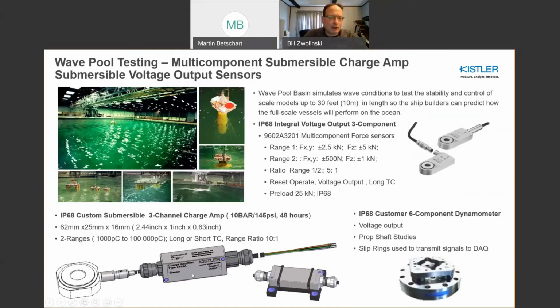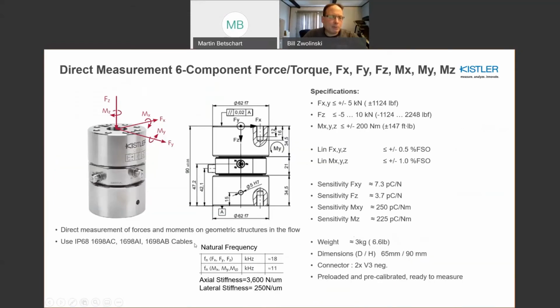This amplifier here in line is compatible with this sensor as well. So now you get the ability to get voltage output, or you can use it in a scenario where the charge amp is out in the dry area. Either way, very capable 6-component measurement.